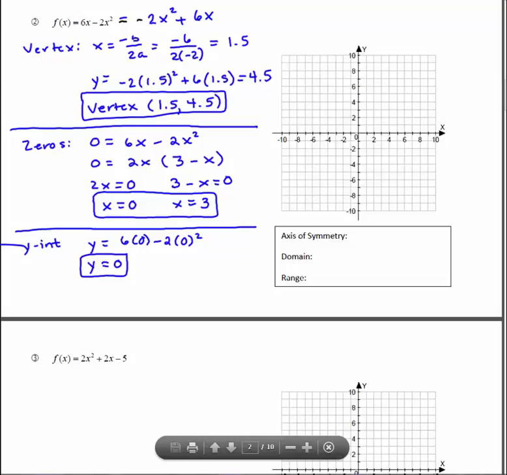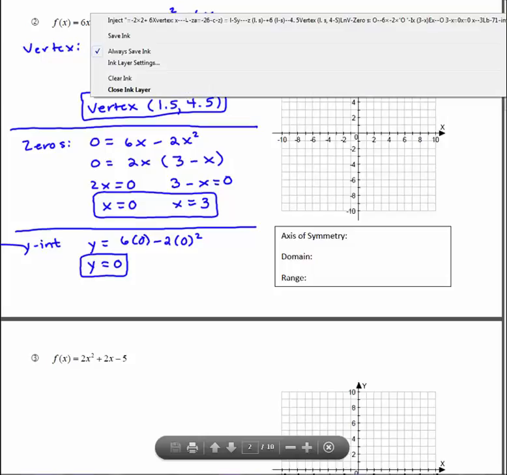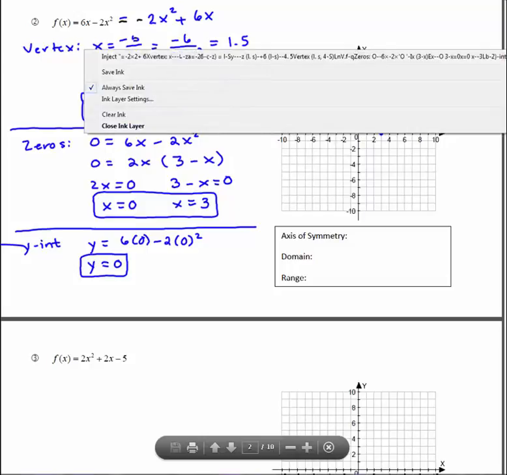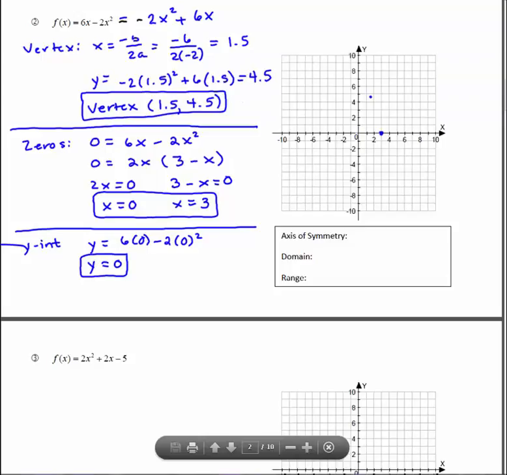All right, let's draw it. The vertex is at 1.5, 4.5. Would be right about there. I'm going to draw that again. The zeros are at 0 and 3. About there and about there. And the y-intercept is also at 0. So again, at the origin.